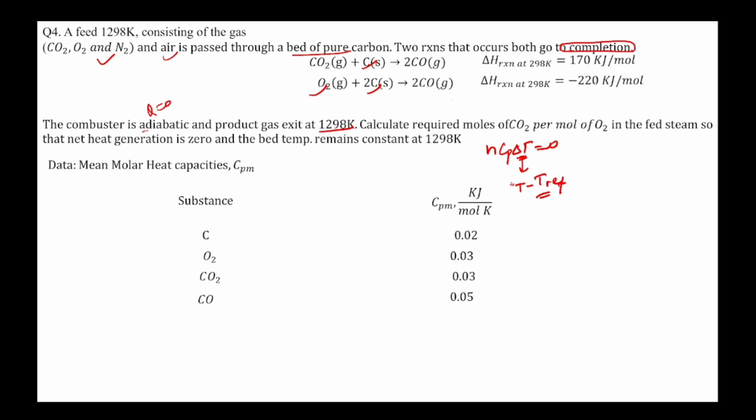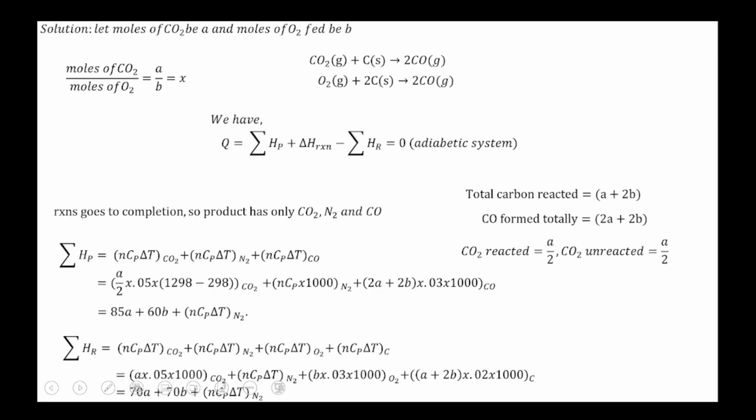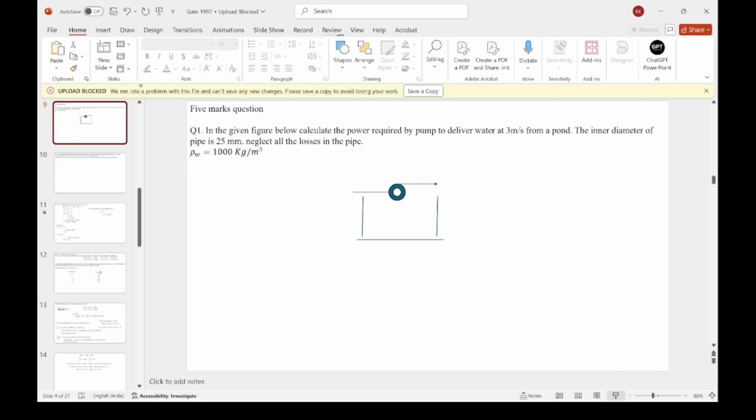Okay. So calculate the required moles of CO2 per mole of O2 in the feed stream so that the net heat generation is 0 and the bed temperature remains 1298 Kelvin. Okay, this is the data given to us. Okay, so we'll solve. So very first thing, let the moles of CO2 be A and the moles of O2 be B.